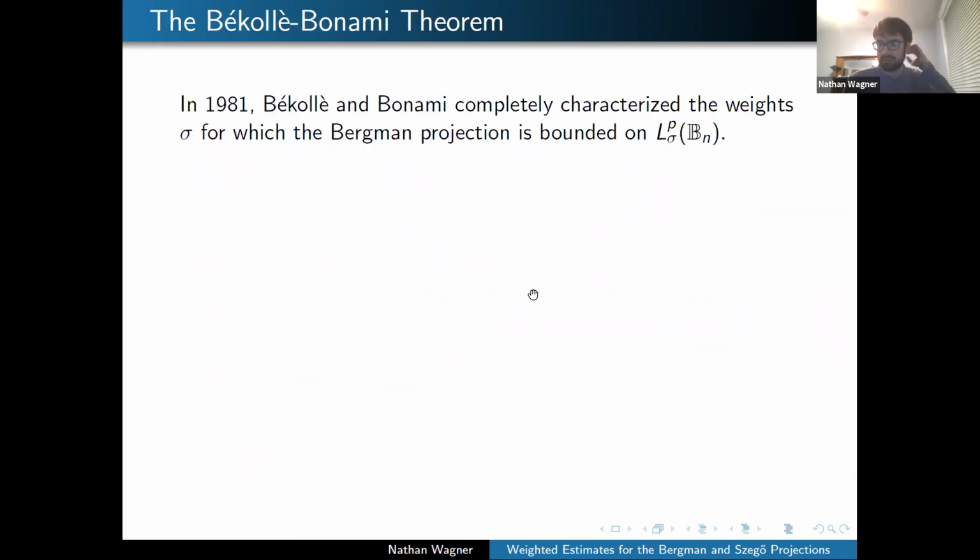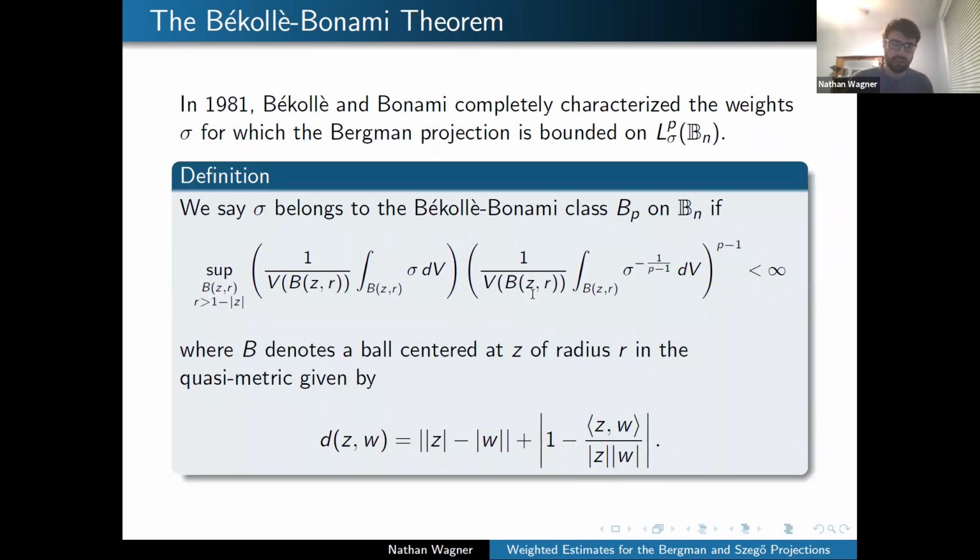Okay, so that was unweighted LP theory. Now let me talk a little bit about weighted LP theory, and this is going to somewhat resemble the AP or McNiel class in harmonic analysis, but a little bit different. So in 1981, Bekolle-Bonami completely characterized the weights for which the Bergman projection is bounded on weighted LP for the unit ball.